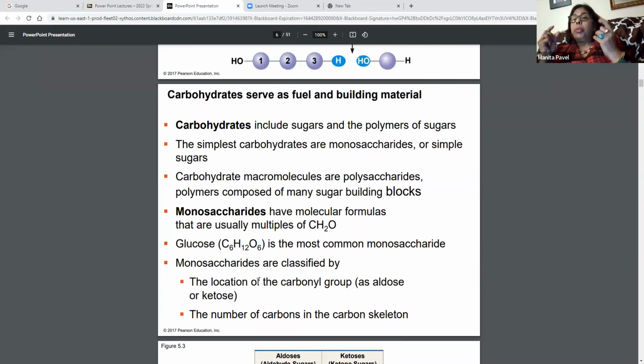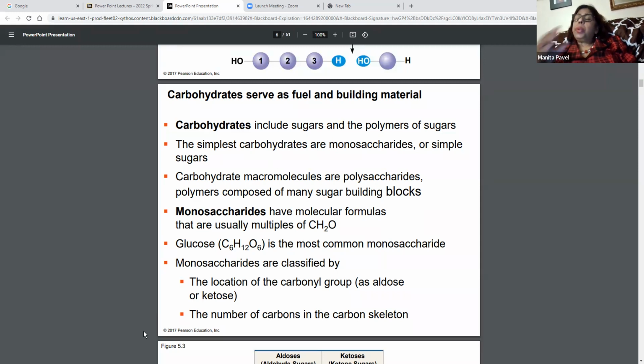Fructose, fruit sugar. Why are fruits sweet by themselves? It's because of the presence of fructose sugar, which is a monosaccharide. We will be testing these monosaccharides in the lab. The next monosaccharide is galactose, along with glucose and fructose.